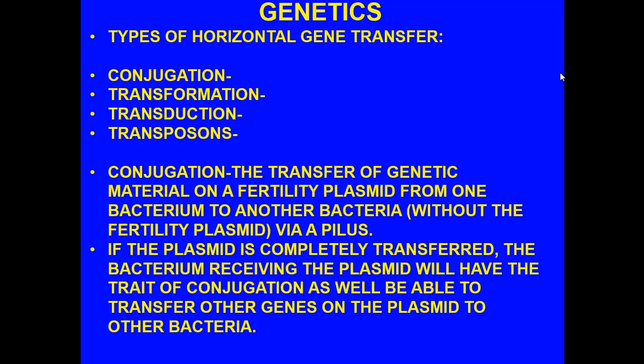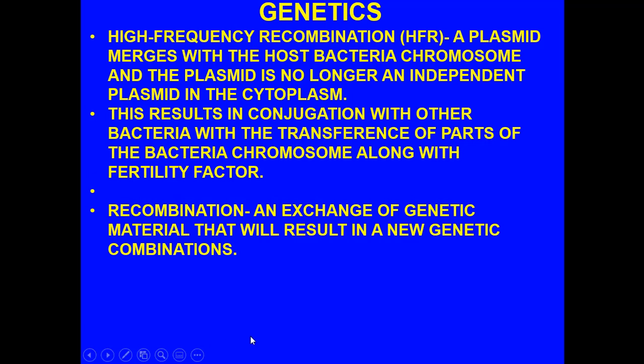between two cells. Now, if the plasmid is completely transferred, the bacterium receiving the plasmid will have the trait of conjugation as well as be able to transfer other genes on the plasmid to other bacteria. And then we have what's called HFR, high frequency recombination. Now this is serious because this is where you have a plasmid that merges with the host bacteria chromosome, and the plasmid is no longer an independent plasmid of the cytoplasm.